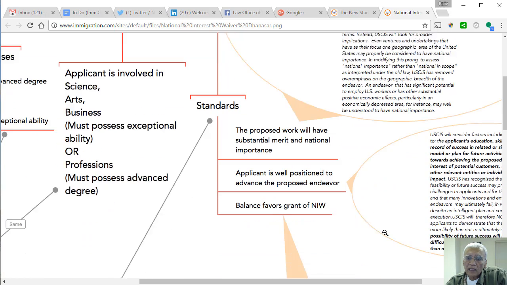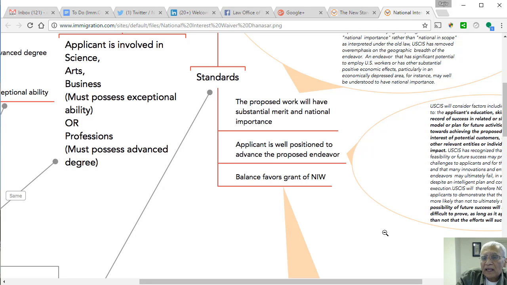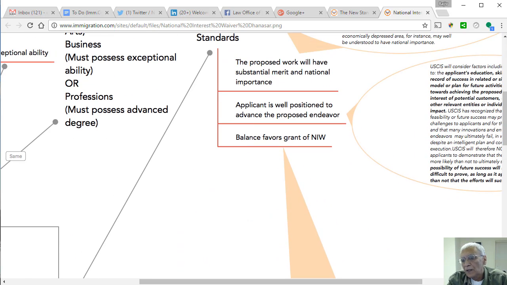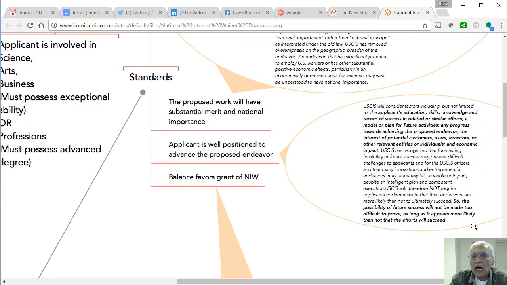The next is a very important development, which is that the applicant is well positioned to advance the proposed endeavor. So the old standard was that, they didn't really articulate it like that, but they used to say, well, how are you, and we used to get RFEs like that all the time, how are you helping US national interest above and beyond another ordinary professional? So let's say you've got a PhD and you're working on the Internet of Things. Well, there are 10,000 other people doing the same thing. How is your work more exceptional? Government said we're not going to ask that anymore.